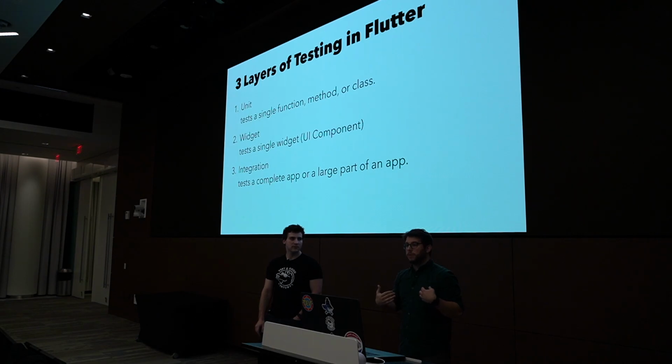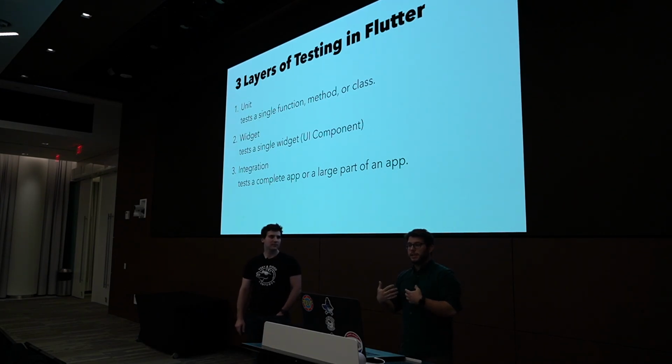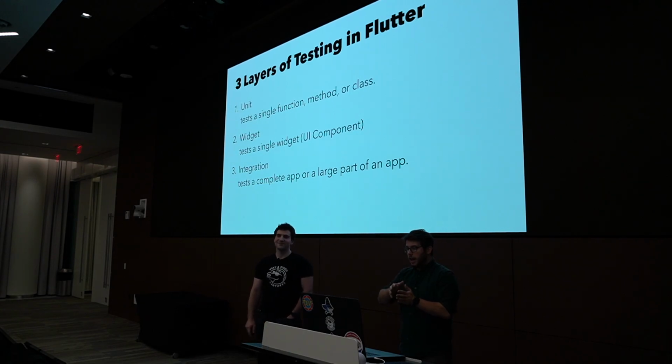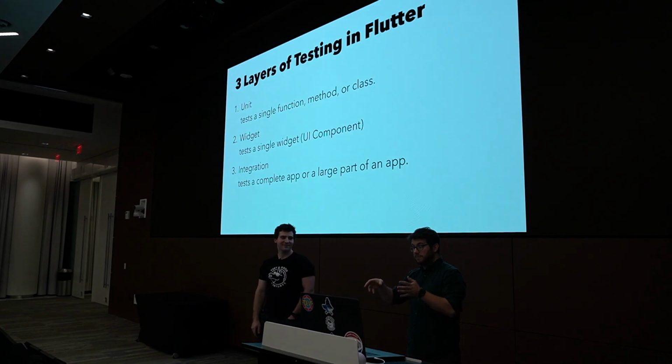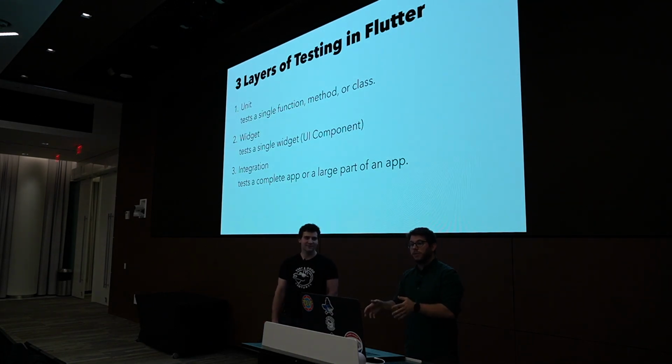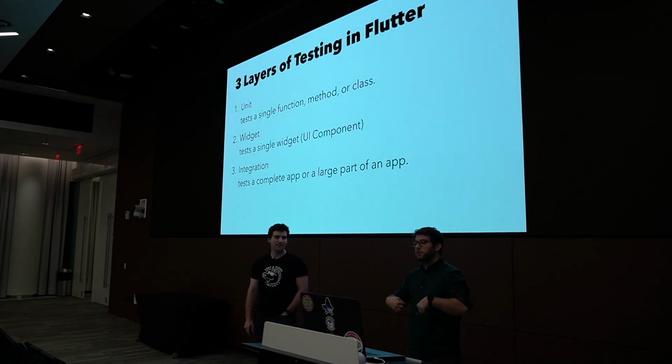If I were writing, let's say, the Material library, and to me it's very important that the shadows have a certain splash effect, I maybe want to test everything that is involved with that animation. But me as a consumer of the Material library in my to-do list application, I don't care.